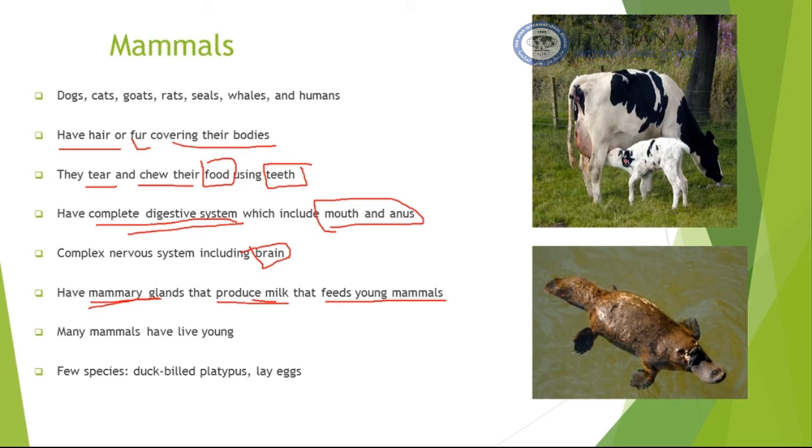Okay. But we should know that there are a few species, like here the duck-billed platypus, that are able to lay eggs. We should know that mammals also have a 4-chambered heart. Okay. This is something for your knowledge.